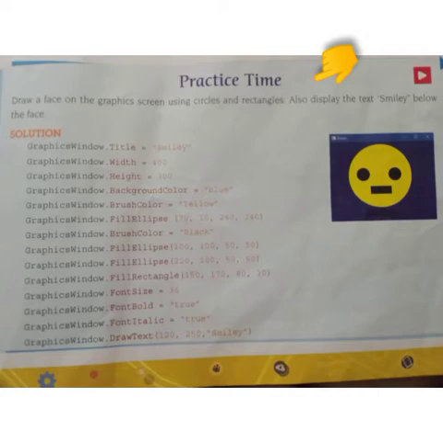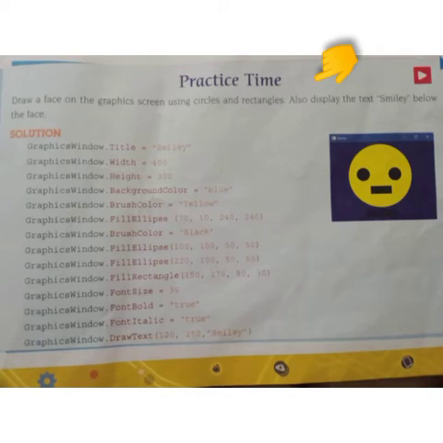Go to page number 69. In practice time: draw a face on the graphics screen using circles and rectangles. Also display the text smiley below the face. So we are going to draw one face by using circles and rectangles, as they are asking in the questions. Under that face we need to mention smiley.